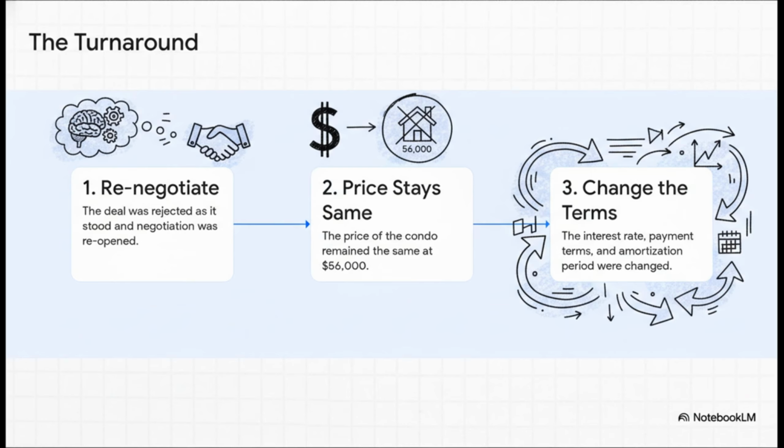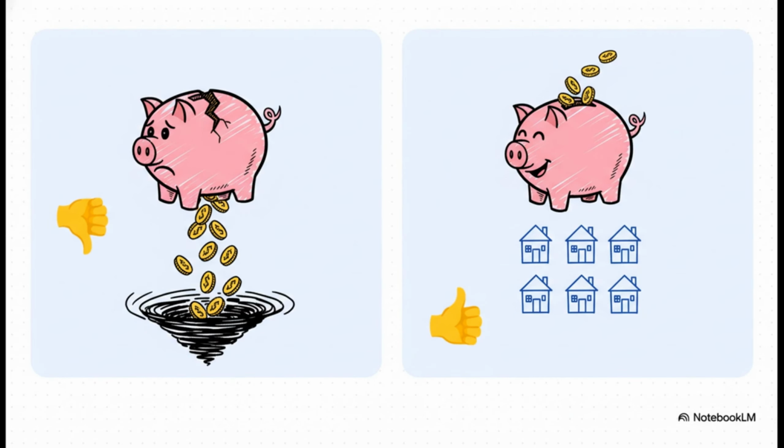First, he went back to the seller and reopened the negotiations. Now pay close attention to the second step. The price stayed exactly the same. He didn't argue about the 56 grand. Instead, he focused on number 3, changing the terms. You know, the interest rate, the payment schedule. He changed the invisible parts of the deal. And the difference was just staggering.